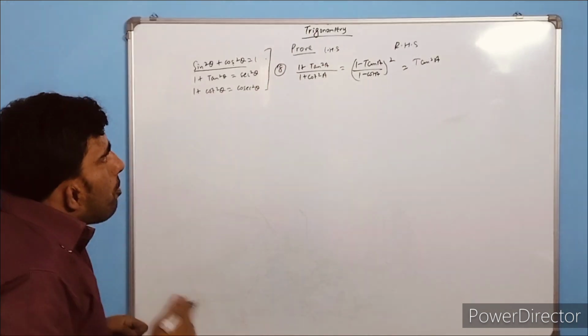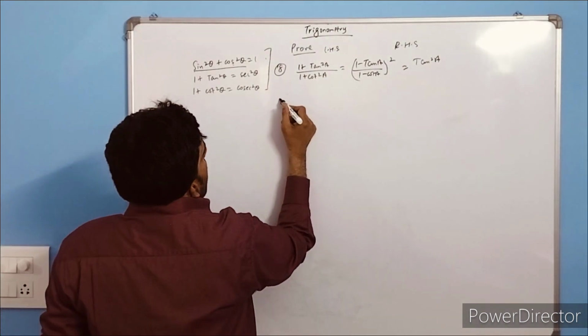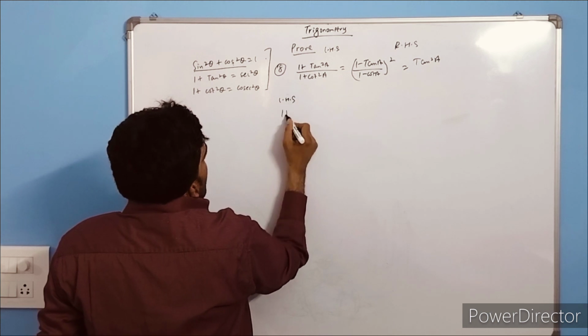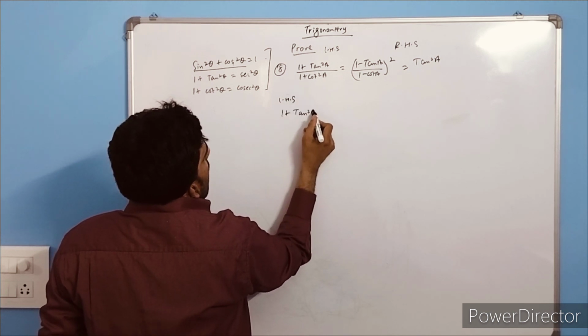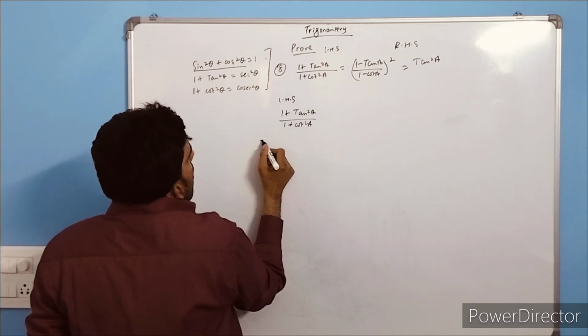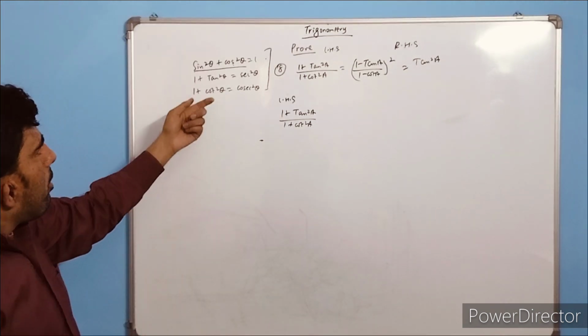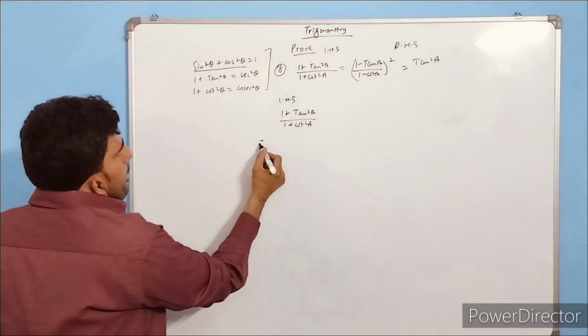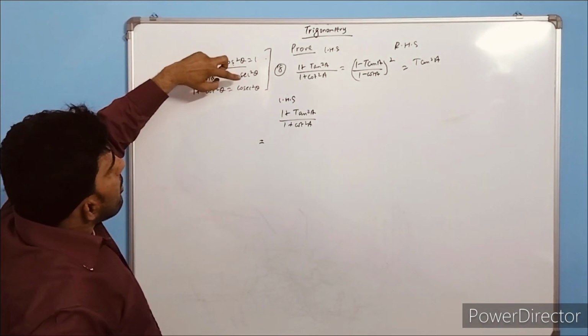Now how to prove? Let us take this first: 1 plus tan square A upon 1 plus cot square A. By seeing such an identity, we can easily identify that 1 plus tan square A is sec square A.